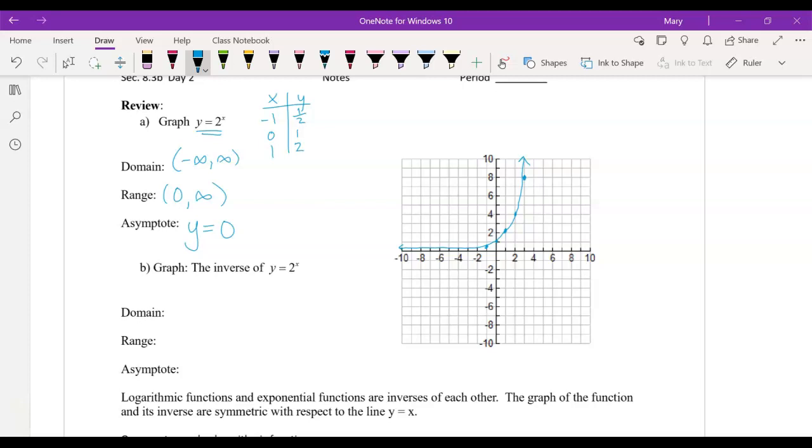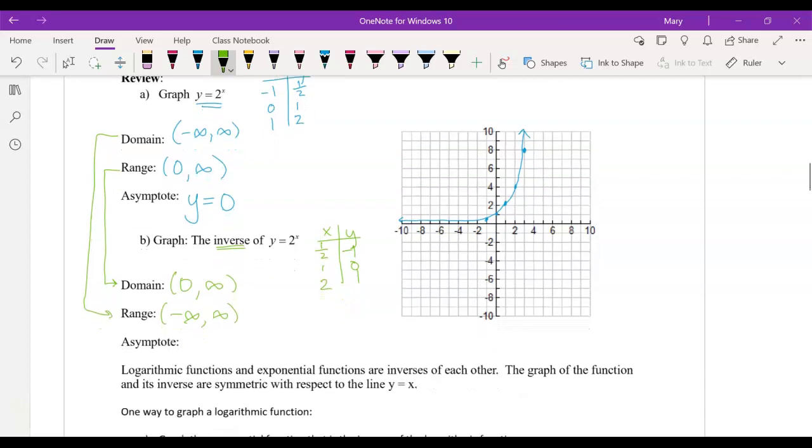asymptote. So we're going to take our knowledge of inverses to graph the inverse of the exponential. We are going to switch x and y, which means -1, 0, and 1 become our y value, and 1 over 2, 1, and 2 become our x value. When we graph the inverse, just as a check, the range of the original function should be the domain of the inverse, and vice versa. If that does not happen, that means something's happening with our graph.